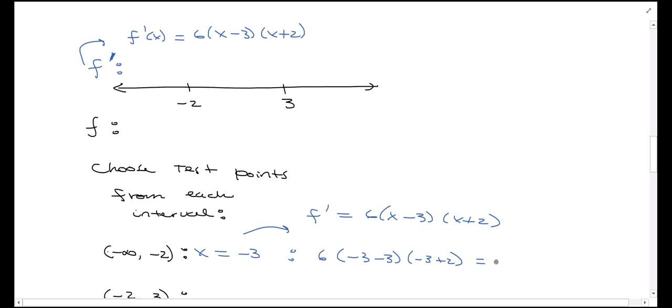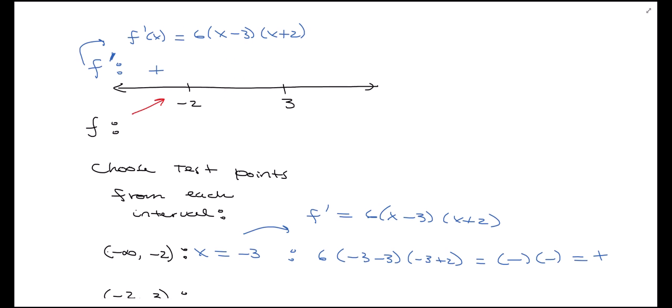So just look at the things in the parentheses. I have a negative number times a negative number, which is positive. We're plugging it into the derivative. So what I just found out is that when x is negative 3, and negative 3 is a representative of this interval, the derivative is positive. So that means that here the derivative is positive. What does that tell us about the function? We said if the derivative is positive, the function is increasing.